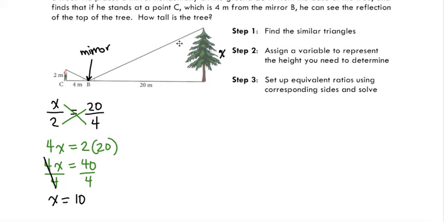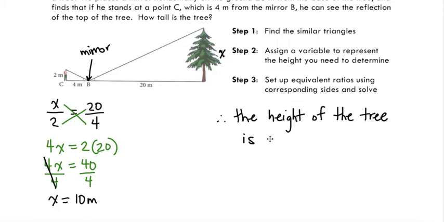And I'm measuring all of my units in meters. So I can write my therefore statement. So therefore, the height of the tree is 10 meters. Let's do one more example.